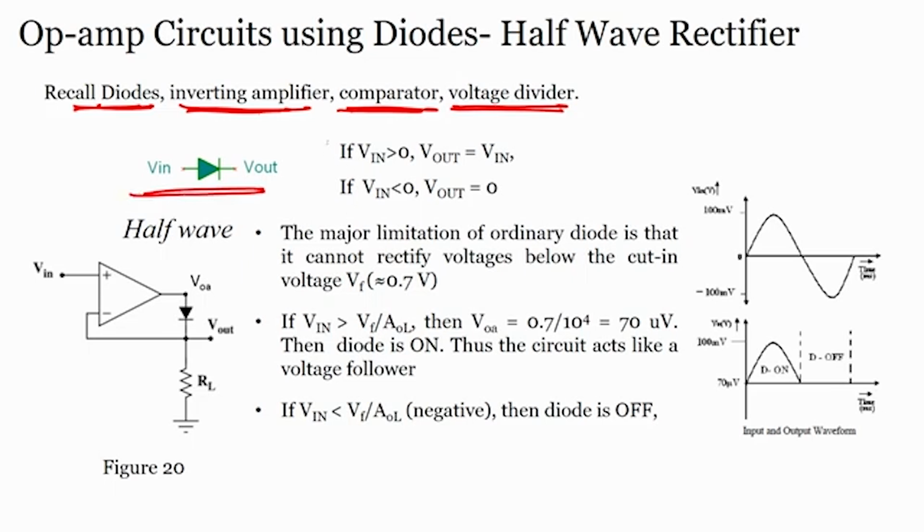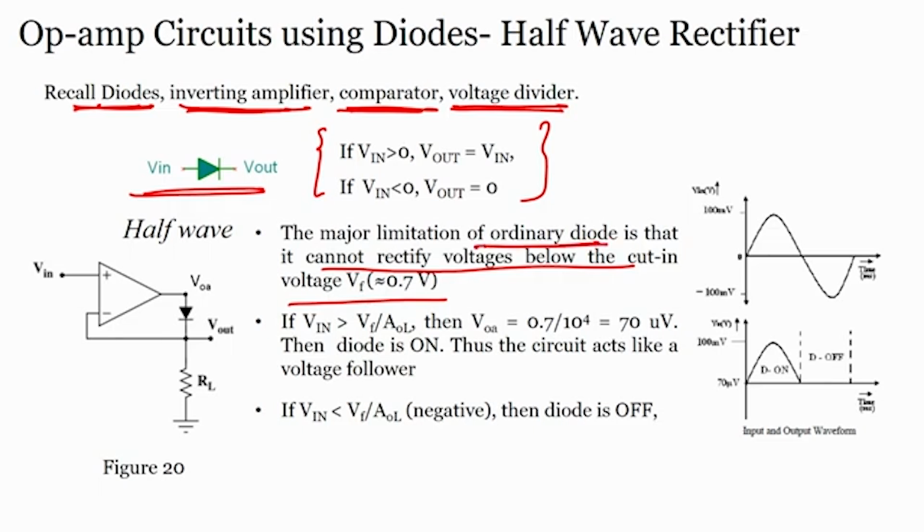Now look here at what we are assuming, if it is a comparator or a diode. If V in is greater than 0, V out equals V in; if V in is less than 0, V out equals 0. That is what we are assuming, and this is actually correct. The major limitation of an ordinary diode is that it cannot rectify voltages below the cut in voltage of 0.7 volts, because it requires 0.7 volts to operate. So it cannot do anything below 0.7 volts.